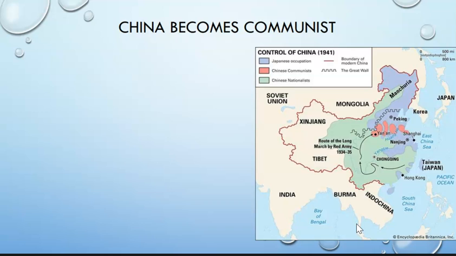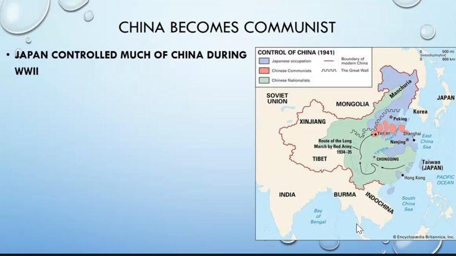We want to take a look at how China becomes communist. And we kind of covered this before, but just a little review. Towards the first part of the 20th century, China was controlled by European powers and had really declined. The end of the 19th century, early 20th century, it was controlled by Germany, Britain, and others, different sections of it.